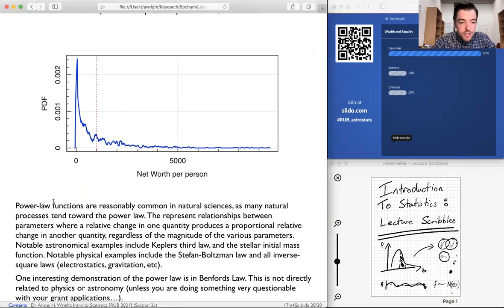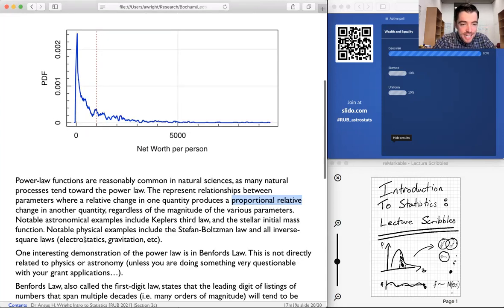These power law functions are actually really common in the natural sciences, particularly in some branches. And the reason is because they represent relationships between any two variables where a proportional change in one variable has a proportional change on another variable. Okay, so it's all to do with relative change in proportion.